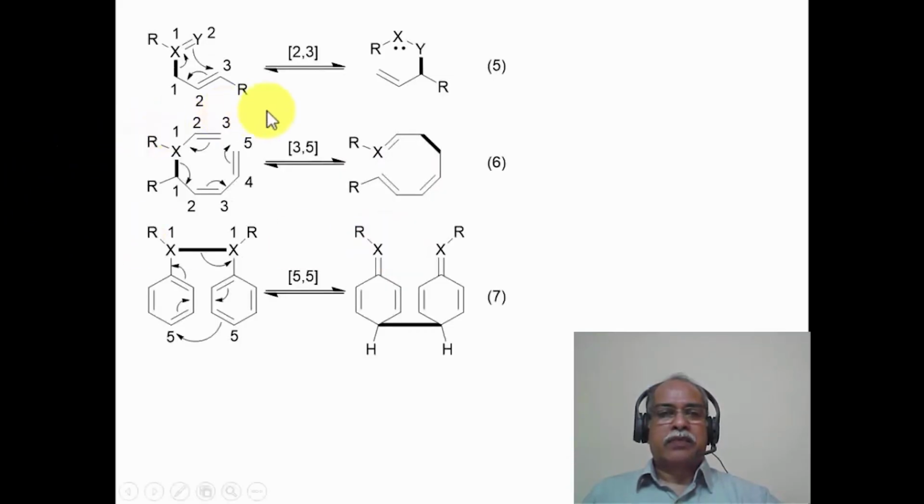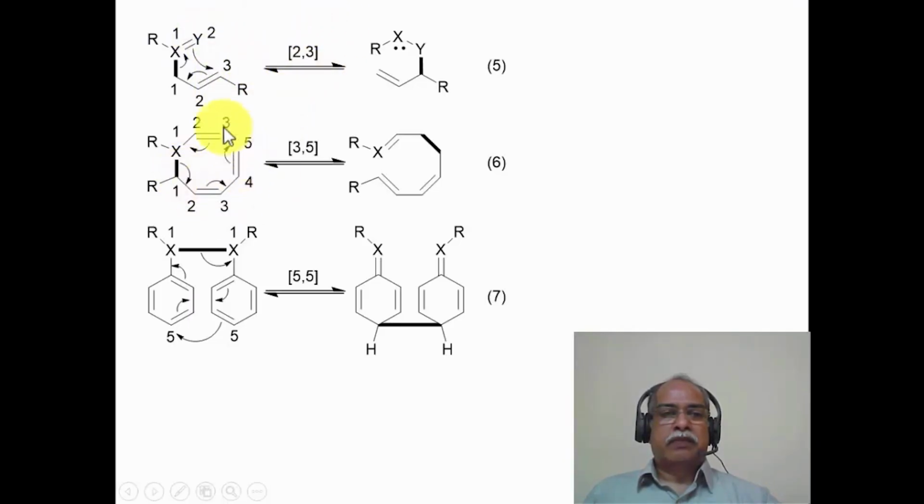Let us look into further classification of the sigmatropic rearrangement. In the equation number 5, an example of a 2,3 sigmatropic rearrangement is shown. Here the X and Y atoms can be either carbon atom or it could be heteroatom. In such a case, the carbon-X bond cleaves and the new bond is formed between Y and the third position. So if you number the carbon-X bond as 1 and 1, then it comes to 1, 2, 3, here 1 and 2, and the 2 and 3 are connected, so it is called a 2,3 sigmatropic rearrangement.